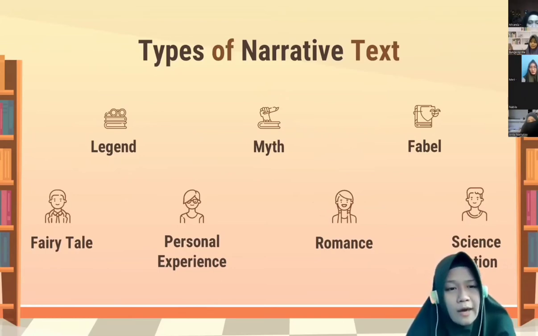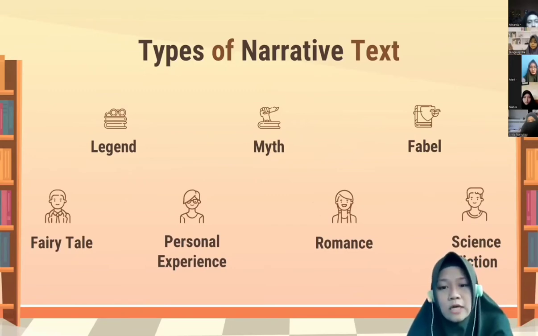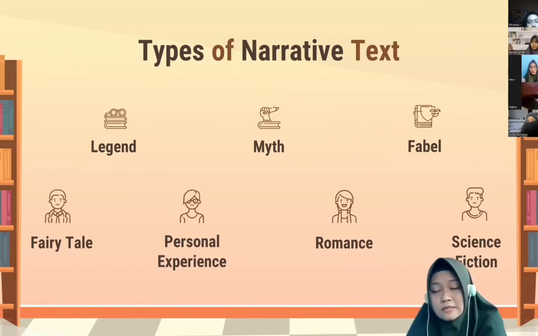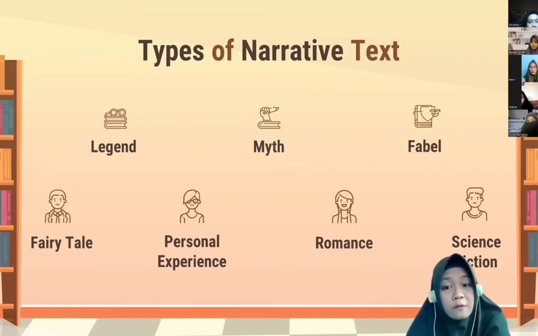And also here we have fable. So fable is one type of imaginative text where the characters in the story are played by animal characters who can talk and behave like humans.